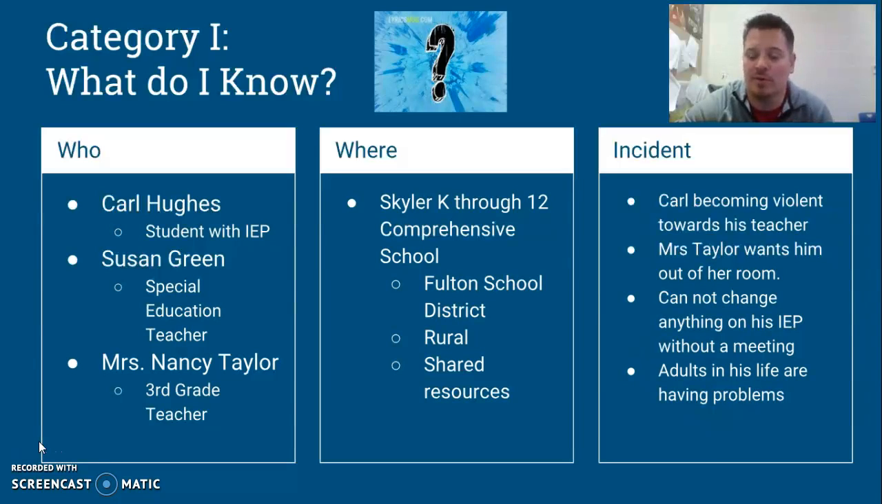And then a little bit more about the incident. We know that Carl is now becoming violent towards his teacher. We know that Miss Taylor wants him out of the room. We also know that he can't change the IEP or change his plan without having a meeting first. And they had some problems getting the parents in on a meeting, but they finally did. And then we know the adults in Carl's life are having problems.